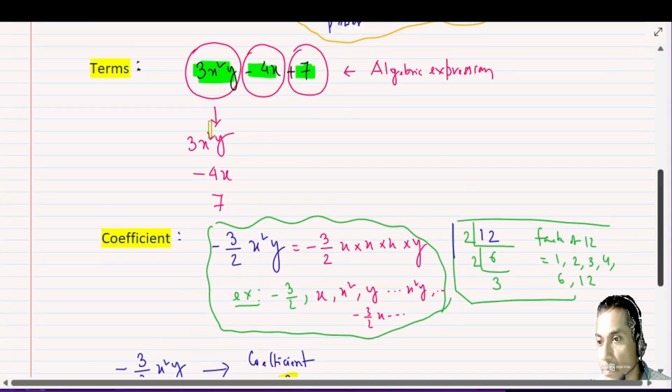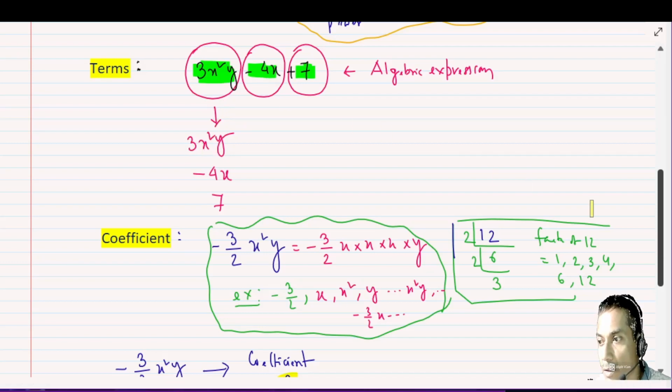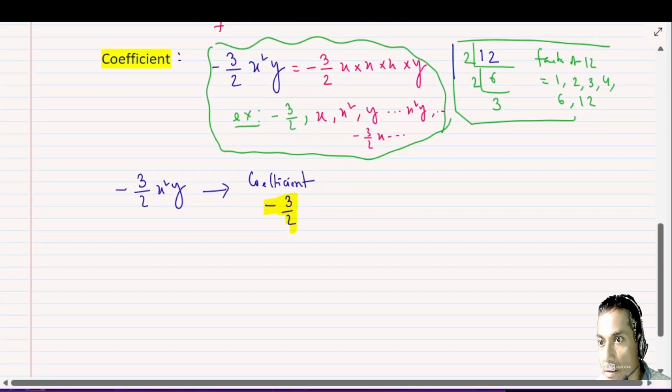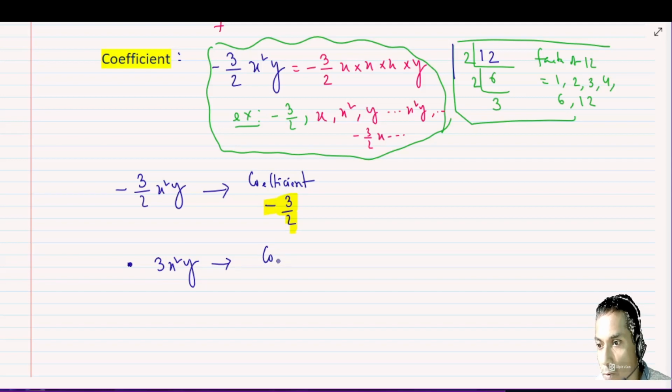But in this example, for example, if I tell you first you consider 3x square and y, 3x square y. So what is the coefficient of y? So for the coefficient of y, you have to consider the concept from the factor, you have to consider this part, only this part.